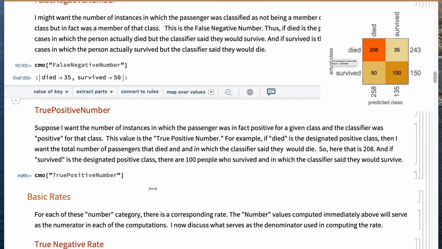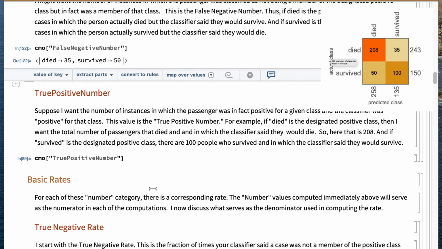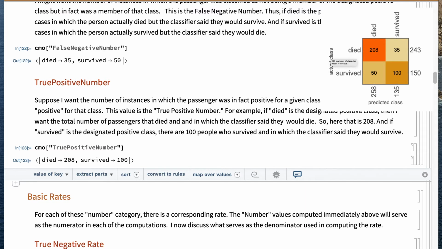The true positive number is, we've designated a positive class, and now we want to know of people, how many people that we said were positive were in fact positive. That's the true positive number. Okay? And here, if died is the positive class, then we have 208 people that we said would be members of the positive class and in fact did die. Whereas if we said survived was the positive class, there would be 100 people that we said would survive, and we got it right.